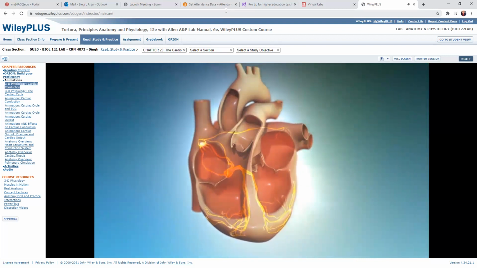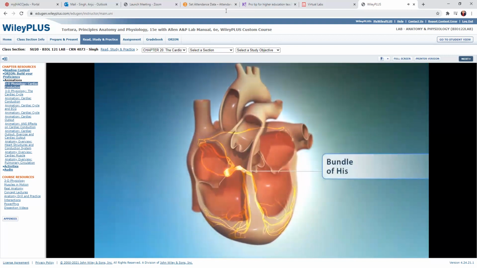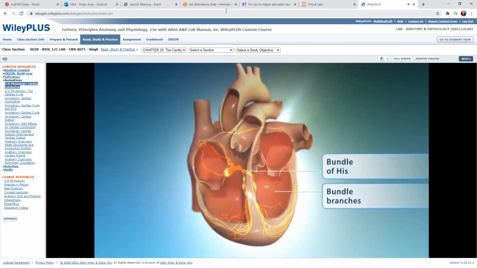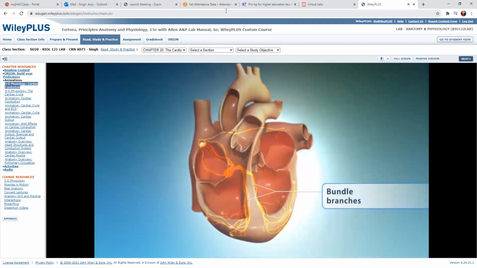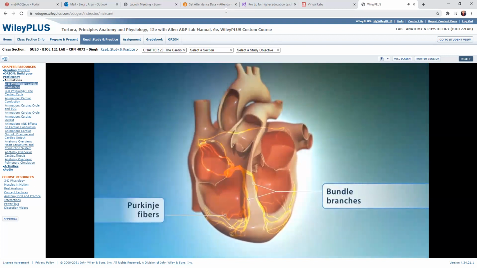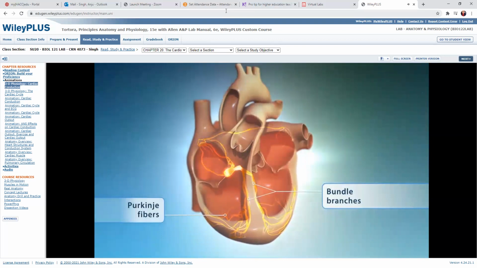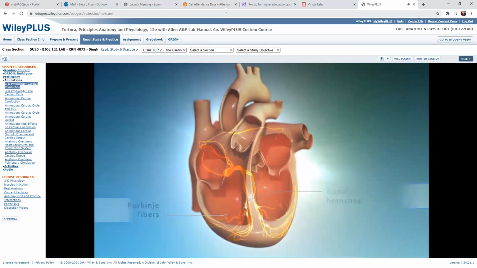After leaving the AV node, the autorhythmic fibers form the AV bundle, or bundle of His, which splits to carry the action potential to each ventricle via the bundle branches. From the bundle of His, each branch rapidly transmits the action potential through Purkinje fibers to stimulate ventricular muscle contraction.